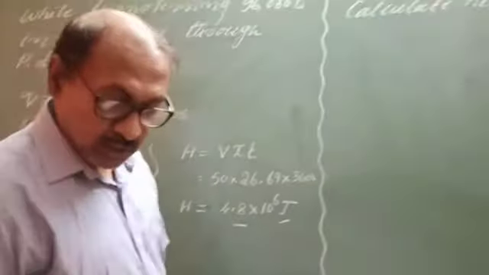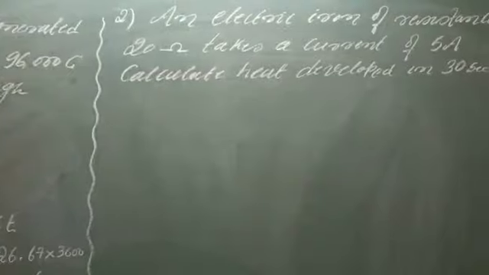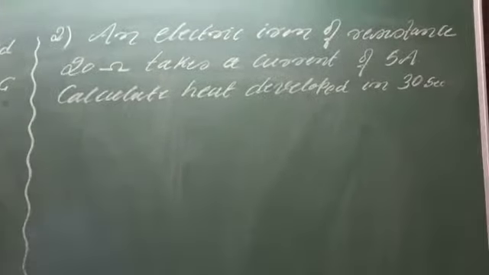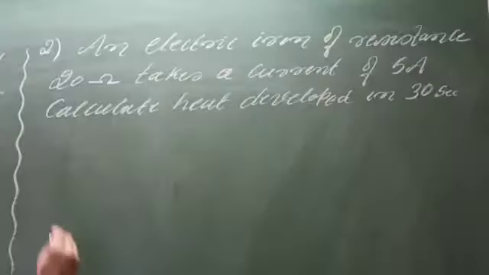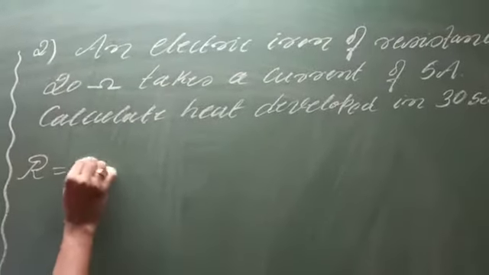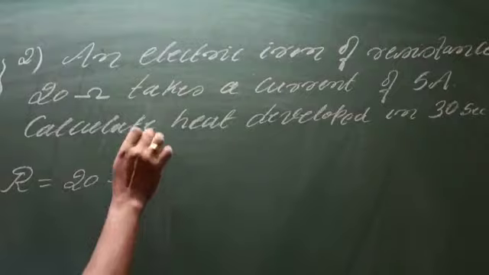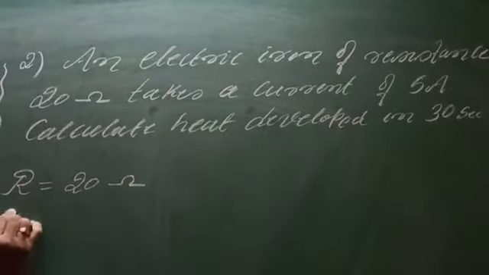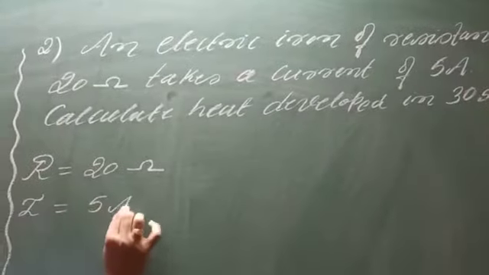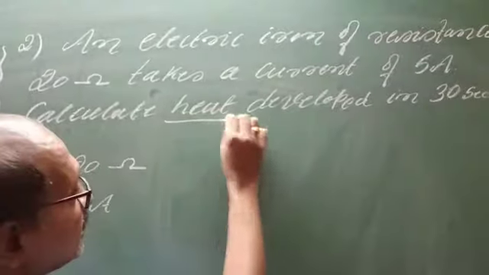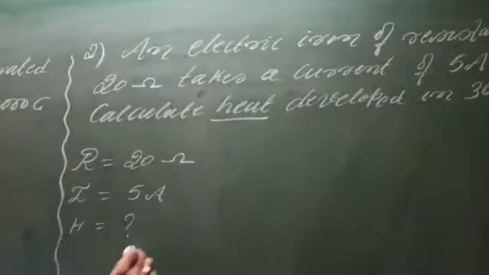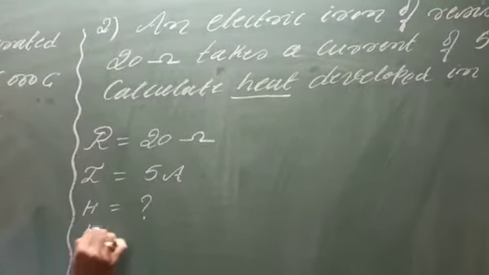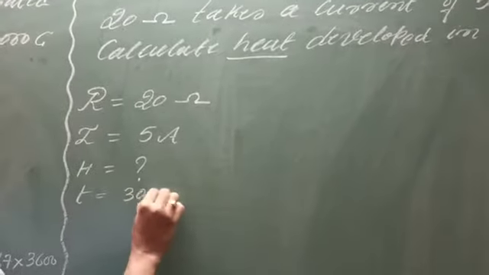So this is what we get in the first one. Let us go for the second problem. An electric iron of resistance R is given. R is equal to 20 ohm. It takes a current I equal to 5 amperes. Calculate the heat developed in 30 seconds. 30 seconds is the time taken.